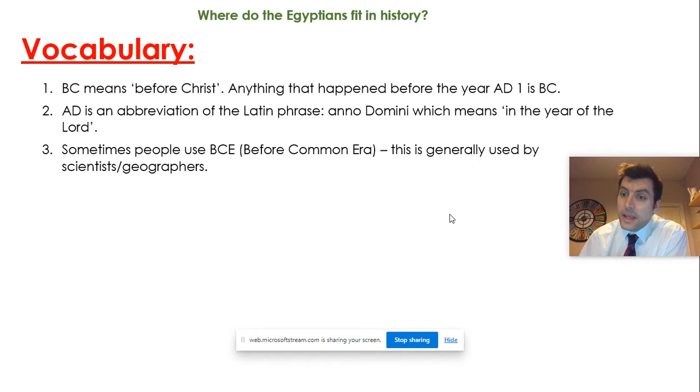Anything in the period which is the furthest in the past would be the BC and BCE period. AD, we are currently in the year 2021, so 2021 AD. We are currently in the period AD, Anno Domini.